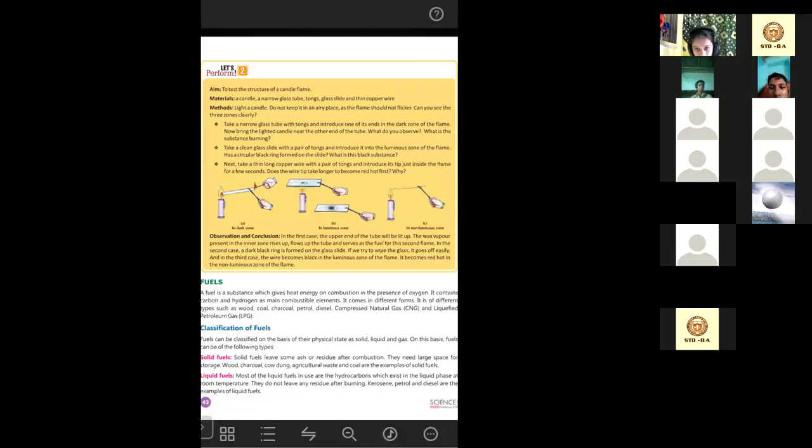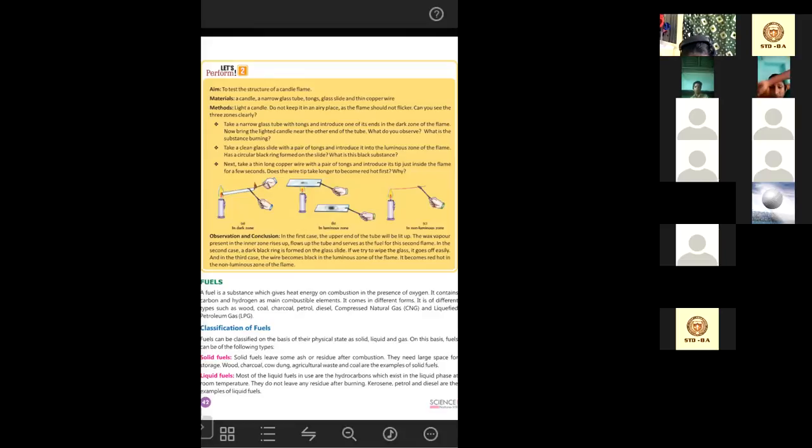Take a clean glass slide with a pair of tongs and introduce it into the luminous zone of the flame. Has a circular black ring formed on the slide? What is this black substance? You will have to think about what the questions for these answers are. Okay, let's read this full part, then we will discuss it.